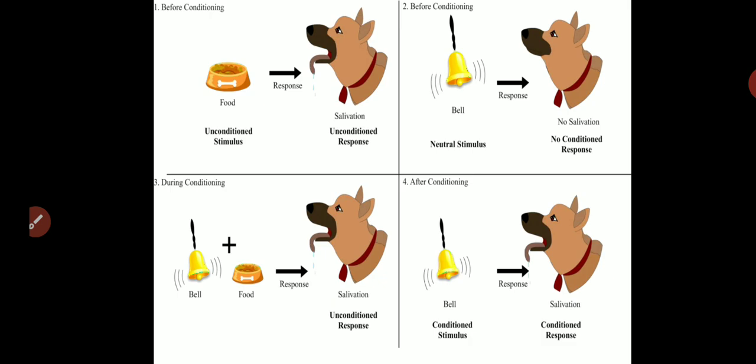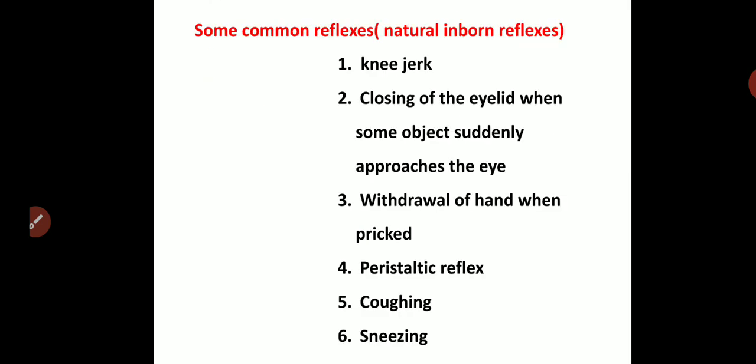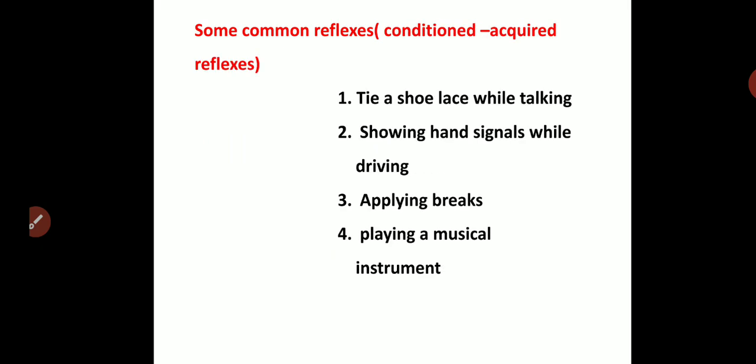But after a few days, after conditioning this, the bell was rung but no food was placed. Yet the dog was salivating. That means this conditioned reflex, or response, was developed in the dog: the mindset was created that when the bell rings, the dog would get its food. So thinking of the food, the dog would start salivating. That is how conditioned reflexes work. Now some examples of inborn reflexes are shown here. Please go through them. These are some examples of conditioned or acquired reflexes.